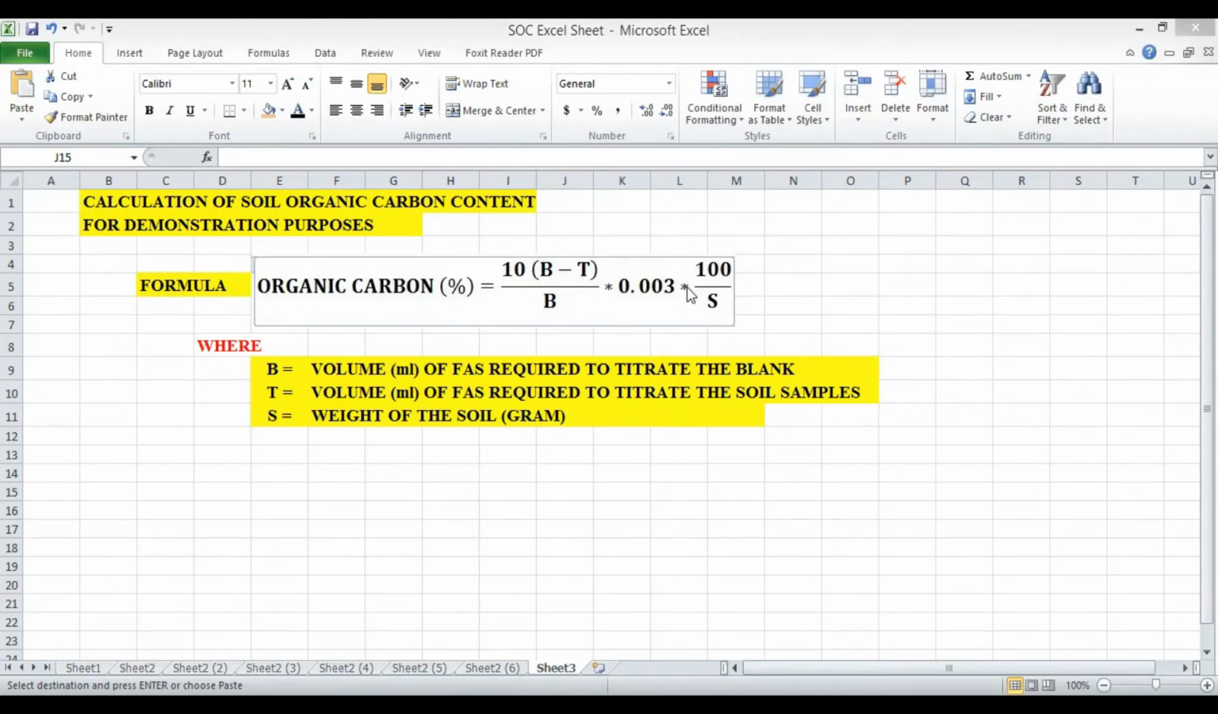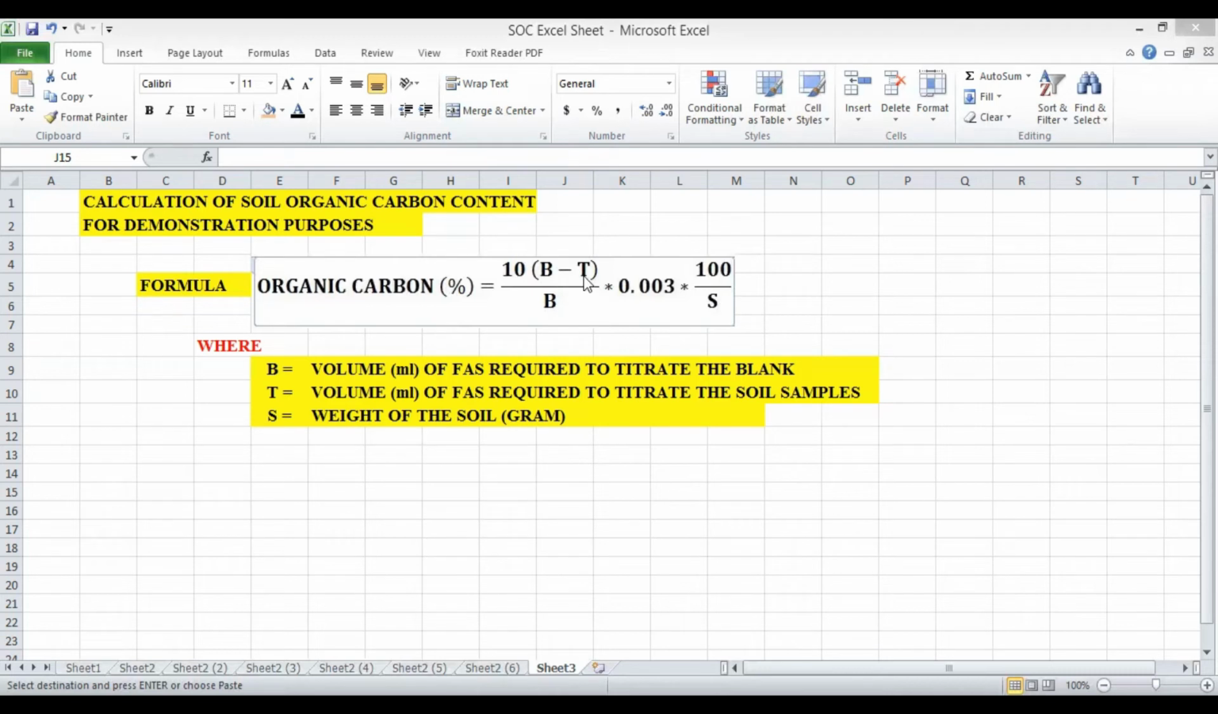Now let's do the calculation for soil organic carbon percentage. As you have seen earlier, the formula is this, where organic carbon percentage is equal to 10 (B minus T) divided by B into 0.003 into 100 by S, where B is the volume of the ferrous ammonium sulfate required to titrate the blank. And if you remember, we got the average mean value, which is 10.3. So we have obtained the B value.